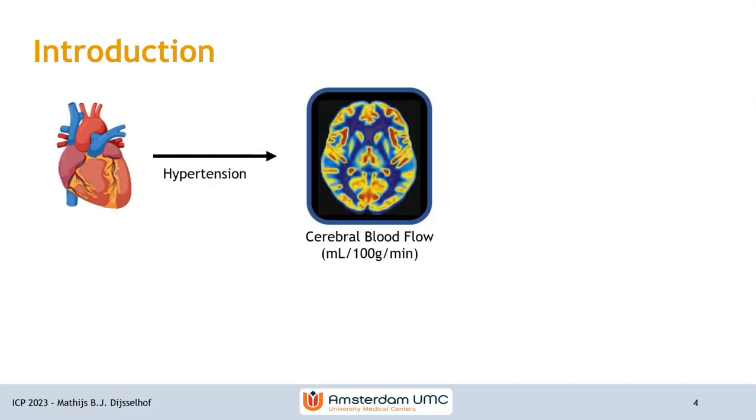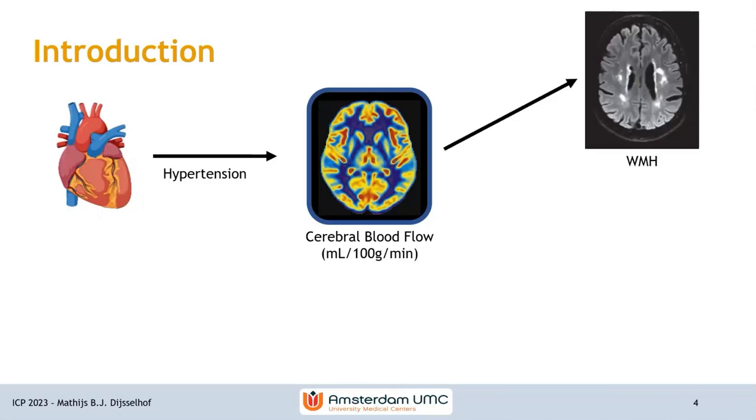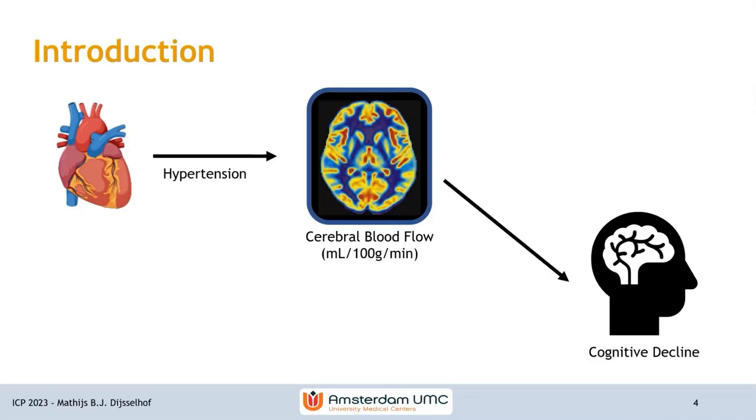So what do we know? Well, this has been done before, of course, and we know that hypertension, for example, results in decreases of cerebral blood flow. And we know that cerebral blood flow is also associated with white matter hyperintensities, in that an increase in white matter hyperintensity load normally gives you a decrease in cerebral blood flow. What we also know is that perfusion, cerebral blood flow, is related to cognitive decline.